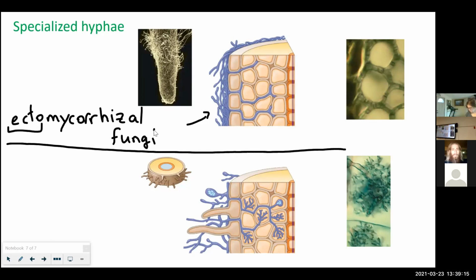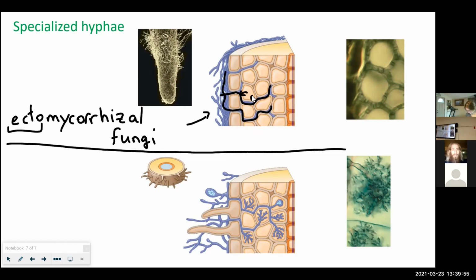Basically, they form sheaths of hyphae that wrap around the surface of plant roots. But those hyphae also grow into the extracellular spaces on the outer part of the root. So that's what you can see here in blue, that they squeeze in between the plant cells. Okay, so you can kind of see that there would be some mechanisms whereby the plants would share some of their carbohydrates with the fungi, but the fungi would in turn share some of the minerals and nutrients that they absorb as well.